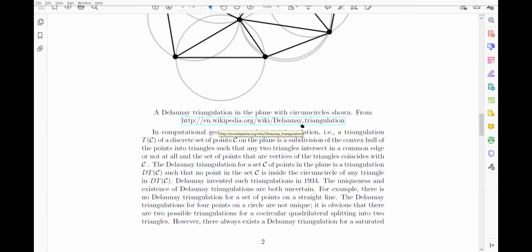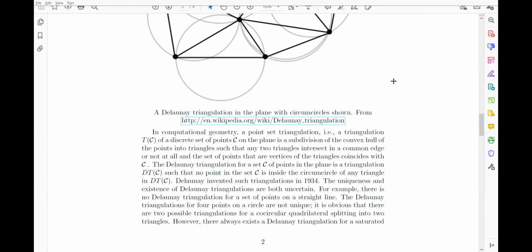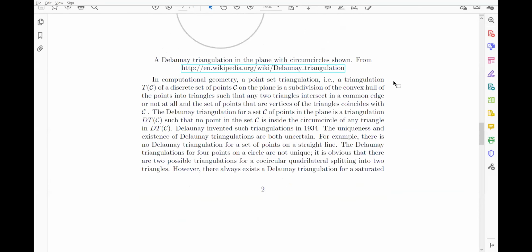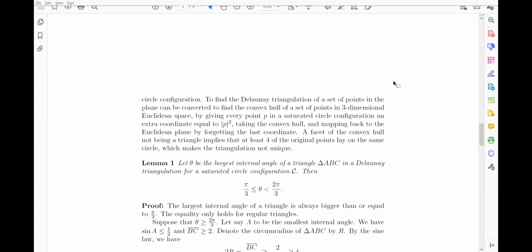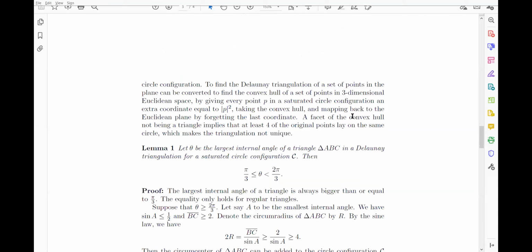So lemma 1, going forward a little bit. All right, up until lemma 1, it's just talking about how you would find the Delaunay triangulation, so I'll leave that for you to look at. It seems reasonable that one should exist. And when you're giving a talk, you have to decide how much detail to go through.